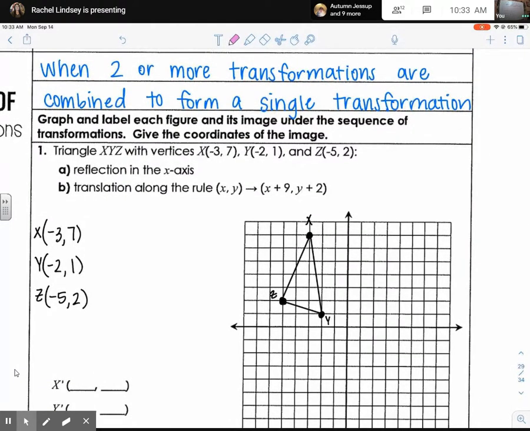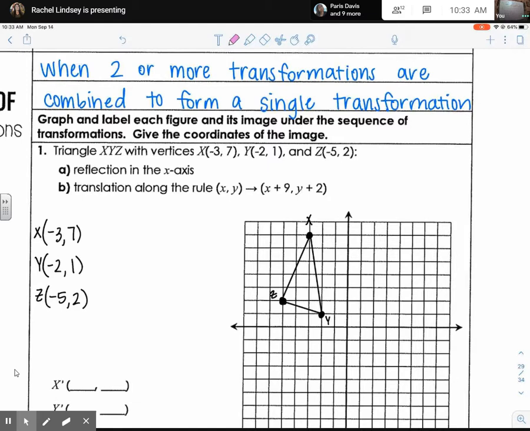So what we're going to do is perform the first transformation, which is a reflection in the x-axis. I'm going to do it using the coordinates. Remember, you can use patty paper for this. If you take your patty paper, draw your x and y axis, and then flip it down over the x-axis. You can use patty paper for that, but I'm going to actually use the coordinates this time.